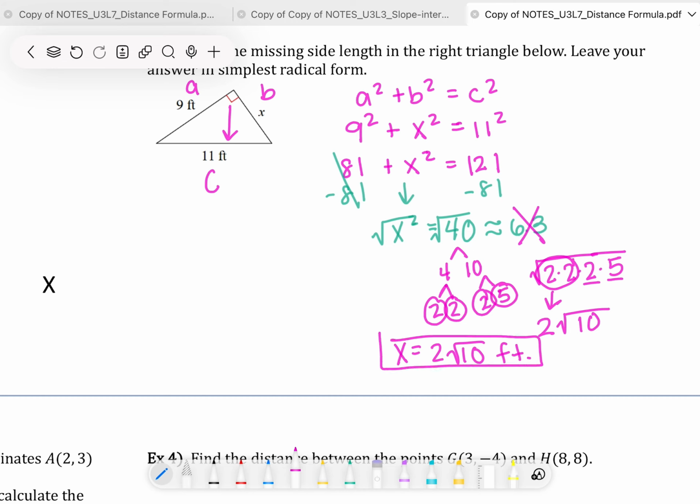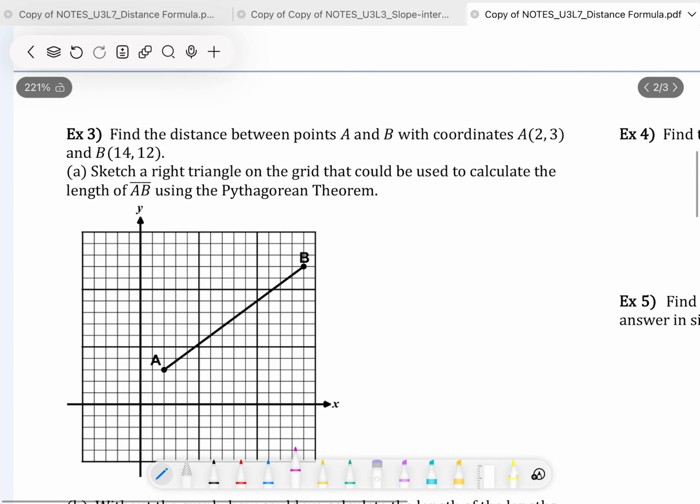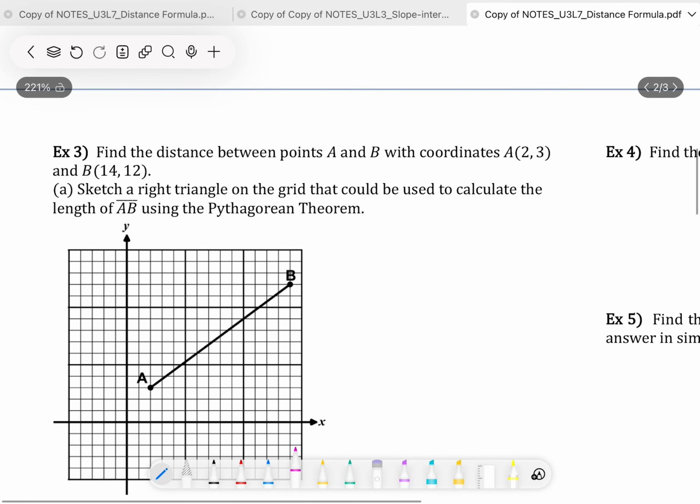Perfect. Okay, so now we're going to move forward to figuring out how the distance formula is the application of the Pythagorean theorem. So looking at example 3, it says find the distance between points A and B with coordinates A (2, 3) and B (14, 12). Sketch a right triangle on the grid that could be used to calculate the length of AB using the Pythagorean theorem. So basically the distance between points A and B is the same as the length of the segment that connects them, right? Those are the same by definition.